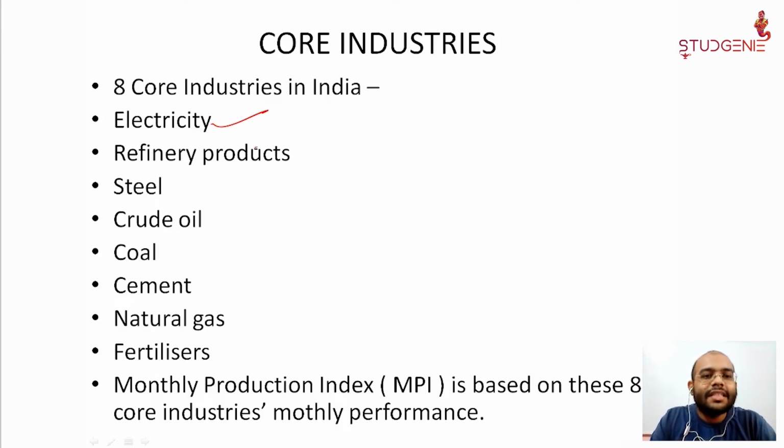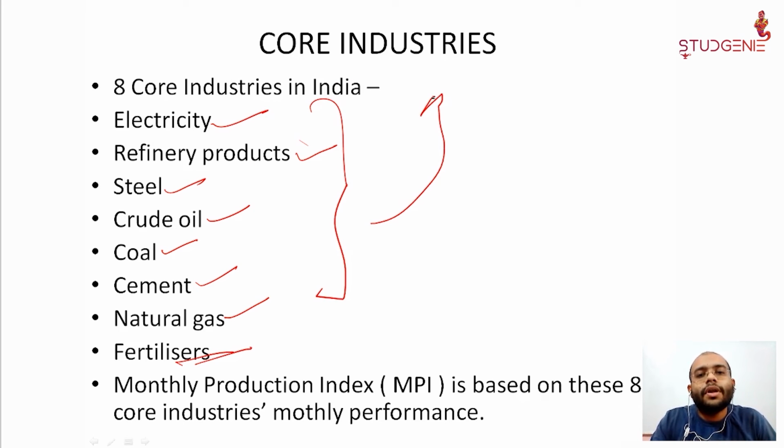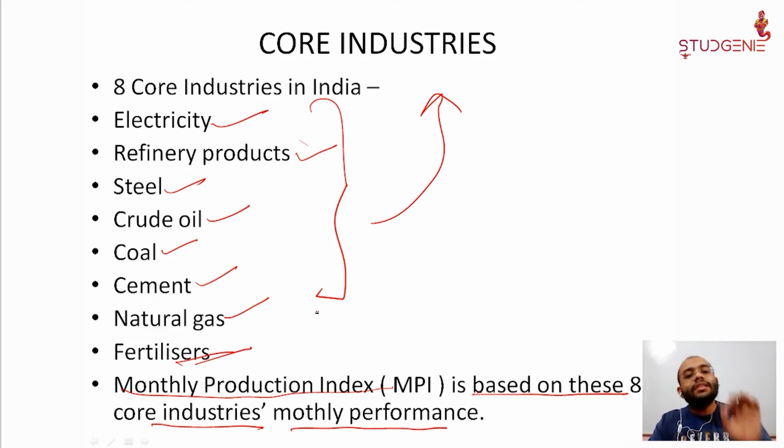What are they? Your electricity, Adani Power, Reliance Power, the discoms, these are all your core industries. Refinery products, steel is a part of core industry. Crude oil, coal, cement, natural gas and fertilizers, they all come under core industries, the 8 core industries of India. Based on the monthly performance of these 8 core industries, a monthly production index, that is the MPI, is produced by the government. So those are related to core industry.